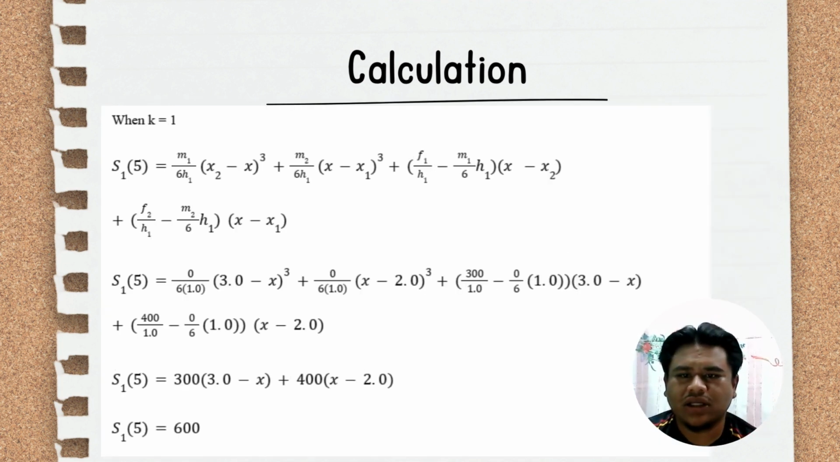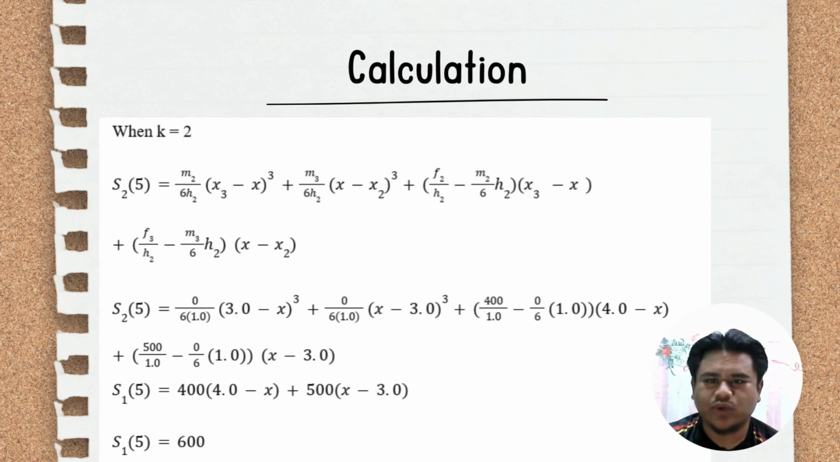Okay, next is when k equals 1. We just need to insert our given data in the formula, which is S1(5). So there's the formula, and the final answer for S1 is 600. Okay, for the last one, when k equals 2, same as when k equals 0 and when k equals 1, we just insert our data in the formula, and the last answer we get is 600.